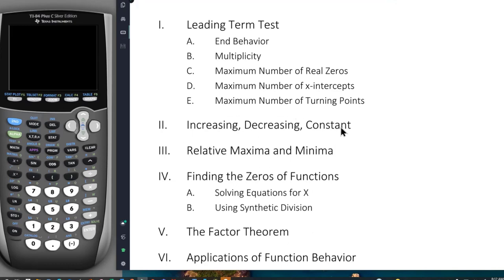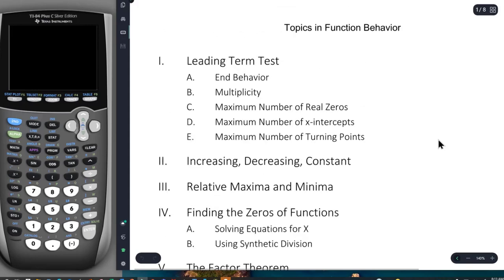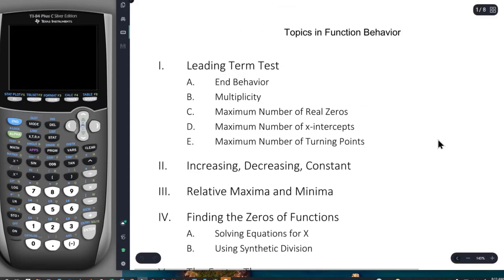Increasing, decreasing, constant. We're going to talk about that. We're going to talk about relative maxima and minima. We're going to talk about finding the zeros of functions and the applications of function behavior. All of this is in your homework for this week. The factor theorem we might get to, but it's in your work for next week. So we're going to concentrate on what we're doing this week.